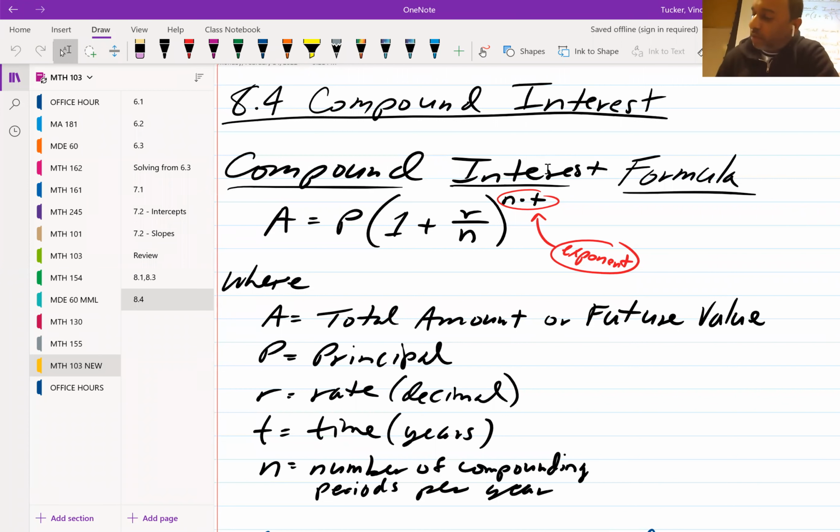And I don't know if I read off the formula or not. So we have P times 1 plus R over N, raised to the N times T power. So N times T is an exponent.